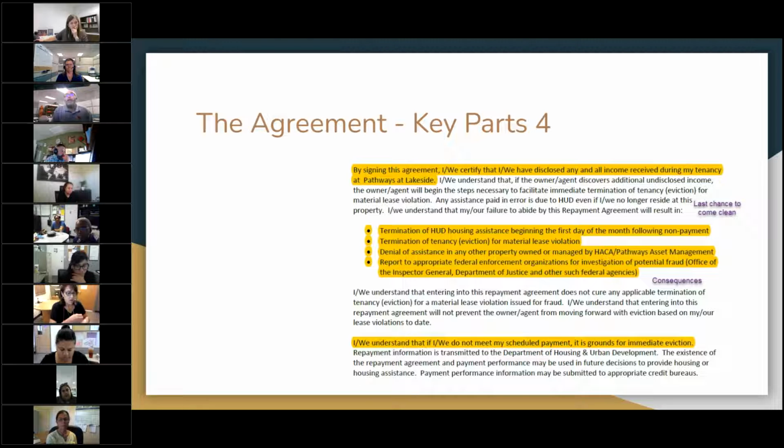By signing this agreement, we certify that we have disclosed any and all income received during my tenancy at the property. This is another key point. How many times have we done a repayment agreement followed by another repayment followed by another repayment? This is a key thing to highlight. They're saying they've come clean. This is all their income. They've reported everything. If that's not the case, there should be consequences. And if we're putting on probation and issuing the correct notices, then we should take it to court. As is noted in this last paragraph here, we understand that if we do not meet my scheduled payment, it is grounds for immediate eviction.